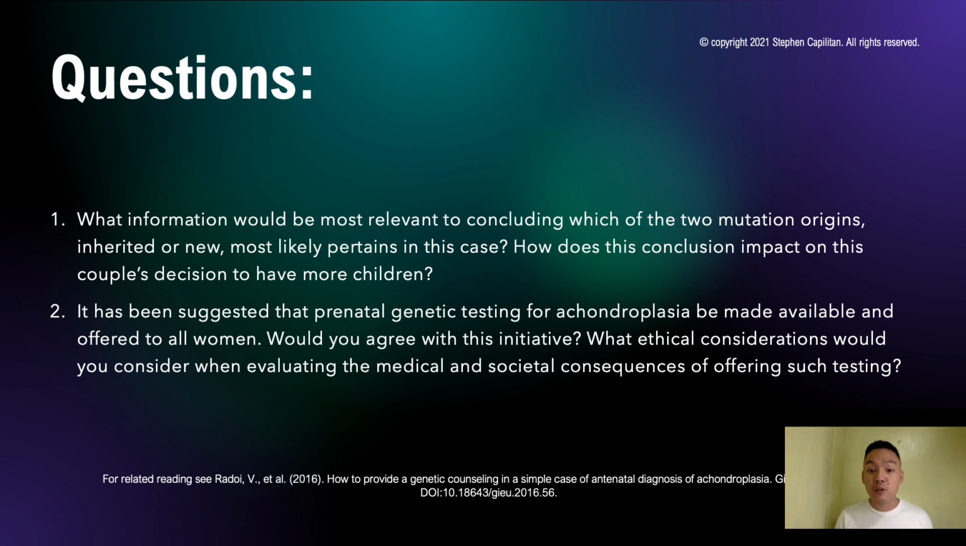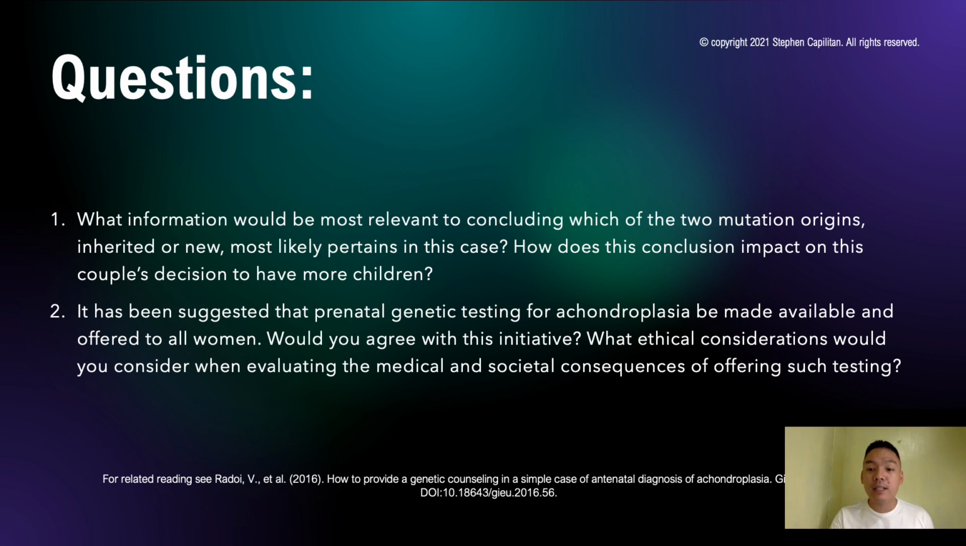And number 2, it has been suggested that prenatal genetic testing for achondroplasia be made available and offered to all women. Would you agree with this initiative? And what ethical considerations would you consider when evaluating the medical and societal consequences of offering such testing? So this is more about the acceptance or the decision of women to be genetically tested for prenatal genetic testing for achondroplasia.